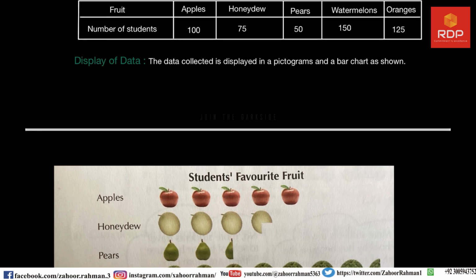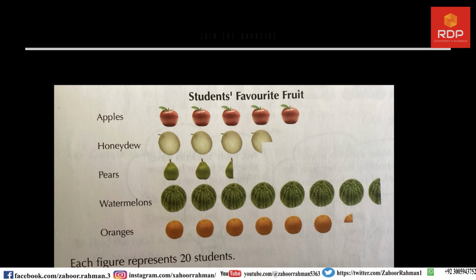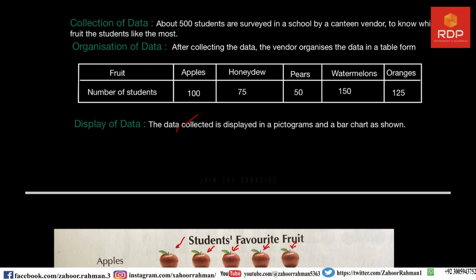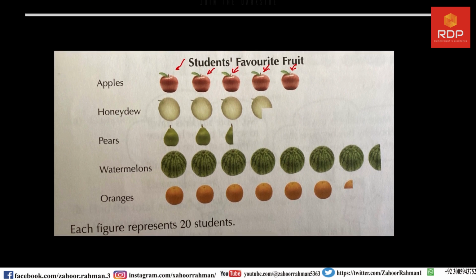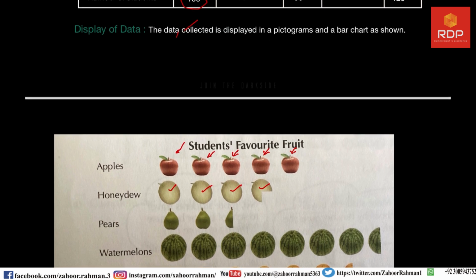There are different methods used for creating charts. We will discuss that in greater detail in the second and third books, but here you have to learn what a pictogram is and what a bar graph is. So you can see the apple, the first fruit. Each fruit in the figure represents 20 students. So this one apple means 20, this is 40, this is 60, this is 80, and this represents 100. And you can see that there are 100 students liking apples. The honeydew is 20, 40, 60, and there is 3/4 of another.